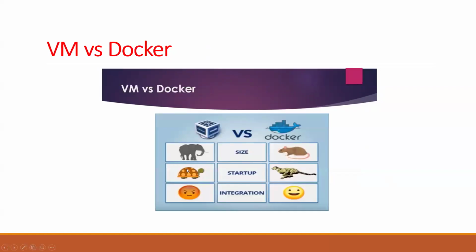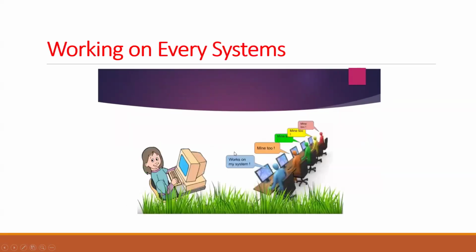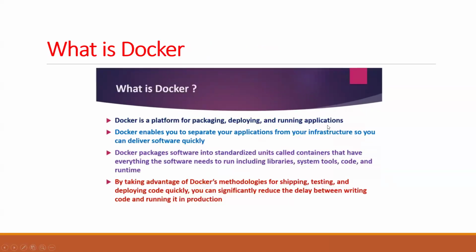So a VM is nothing but an elephant, and containerization is nothing but the front end, back end, DB, environment and libraries, everything in one container. So it will work on every system. Docker is a platform for packaging, deploying, and running our applications.